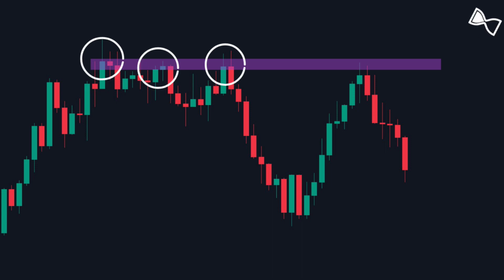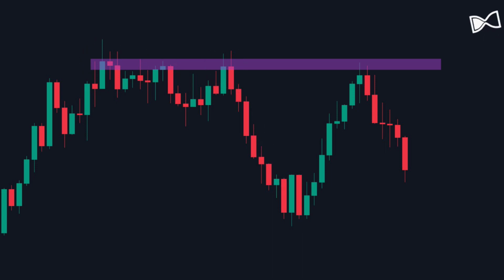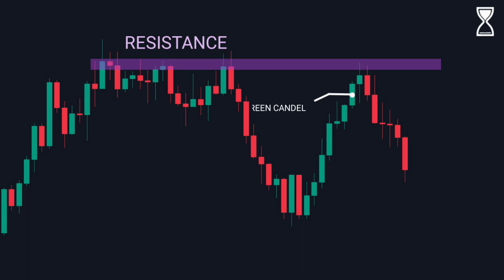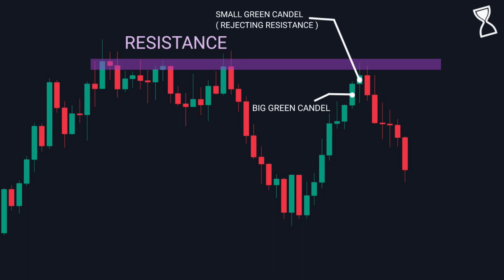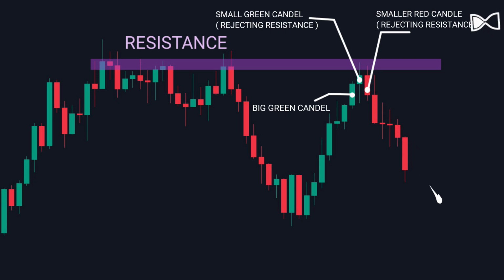Here's the next chart. Again we have 3 rejections of this level, before it reversed downwards, which makes this a key level of resistance. As price approaches this level again, we have a big green candle, a smaller green candle, where the wick is also rejecting resistance, and then an even smaller candle, which is a red bearish candle. And as you can see price reversed downwards.